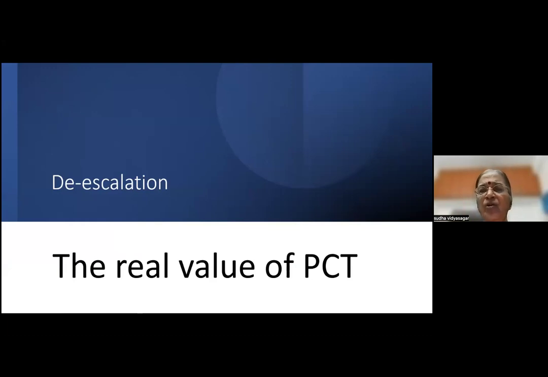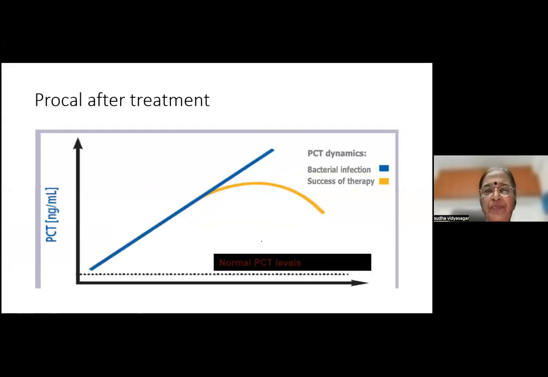But the real value of procalcitonin is in de-escalation. When you want to de-escalate the antibiotic, that is where your procalcitonin is very important. So if you see the response of the bacterial infection, if the bacterial infection is there, you give the antibiotic, then the procalcitonin level dips. Okay, so you can use it for finding out that your patient is responding to your antibiotic. Yes, that you can do.